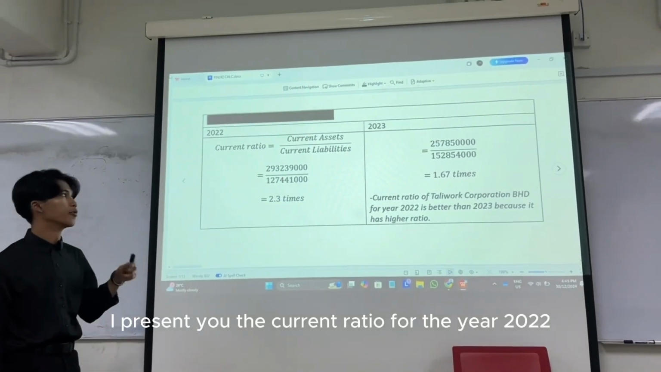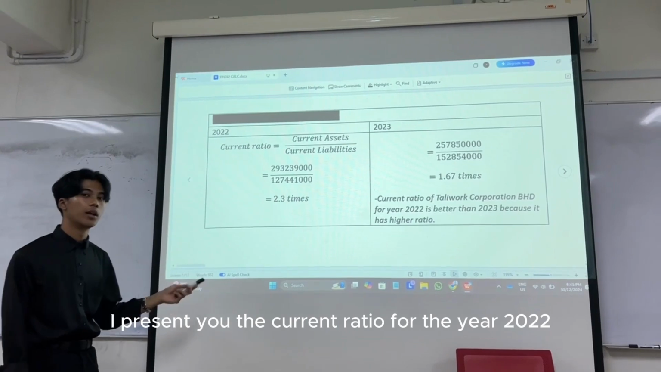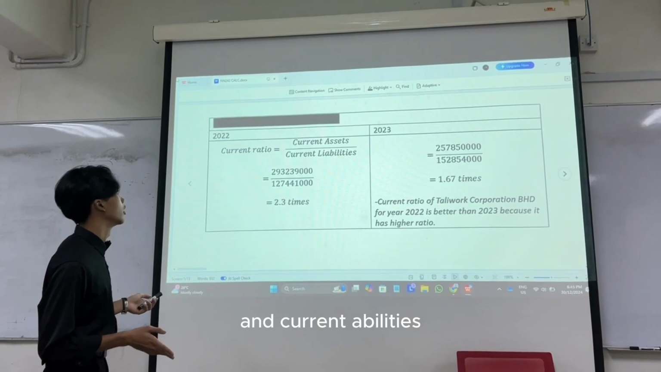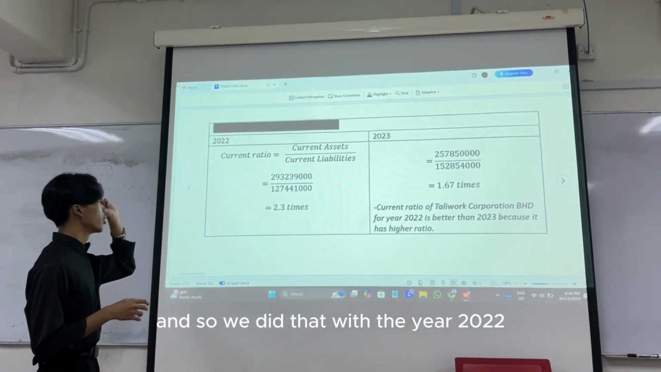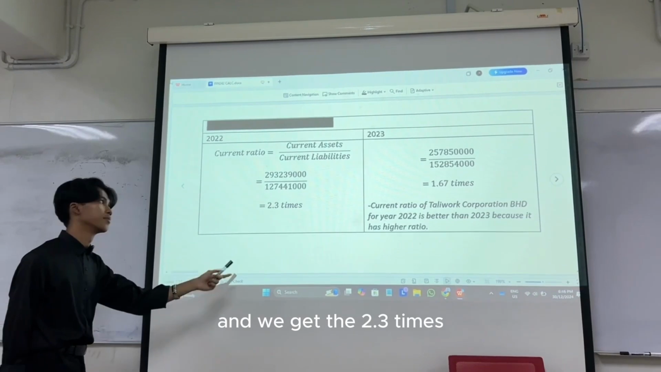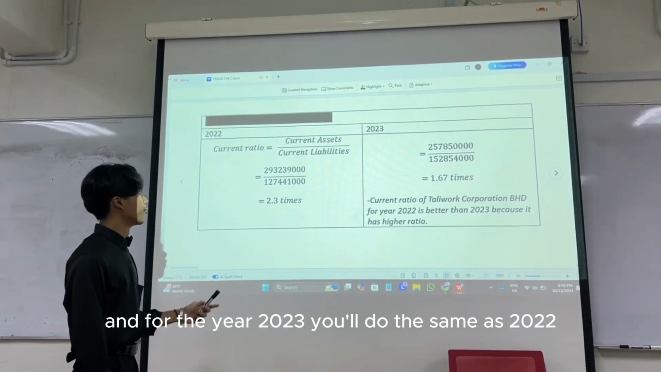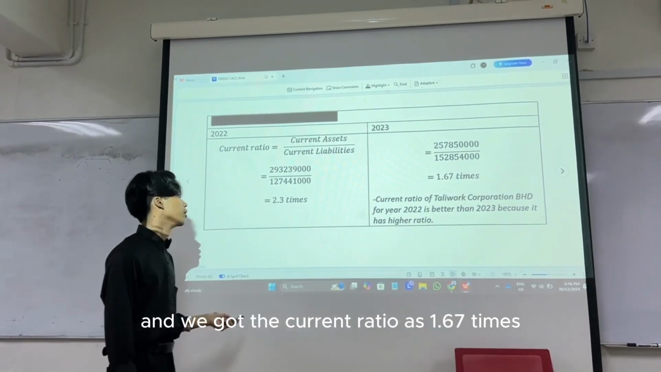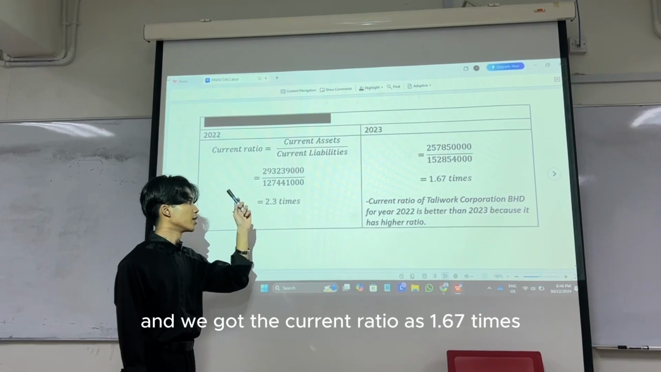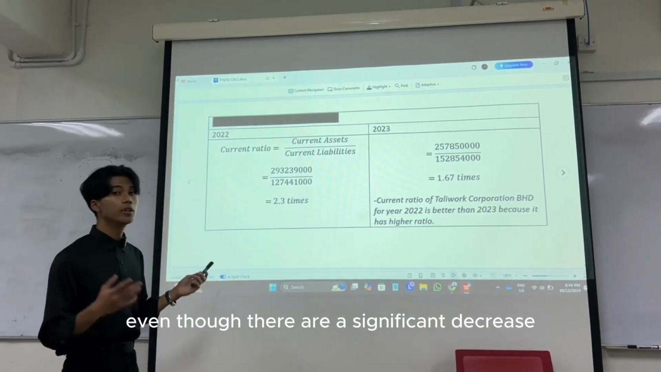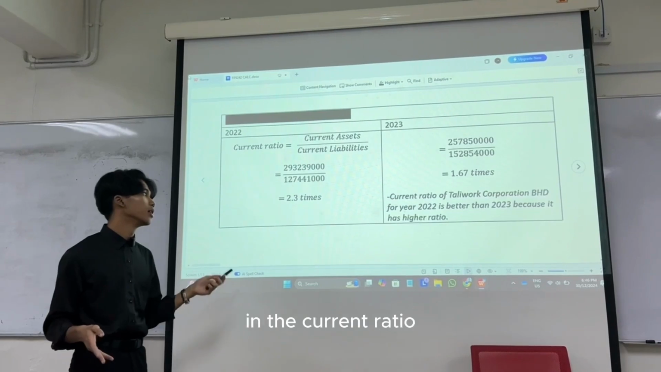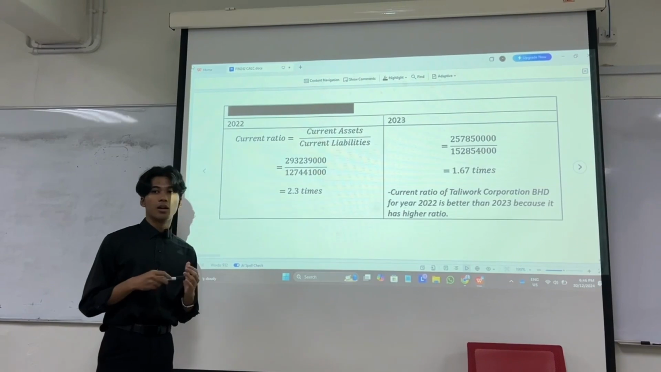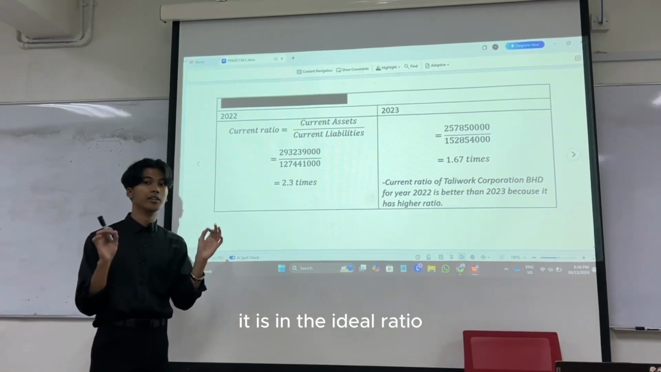Now I'll present you the current ratio for the years 2022 and 2023. To get the current ratio, we need to divide the current assets by current liabilities. We did that for 2022 and we got 2.3 times. For 2023, we do the same and we got a current ratio of 1.67 times. Even though there is a significant decrease in the current ratio, it is actually beneficial to us because it is in the ideal range.